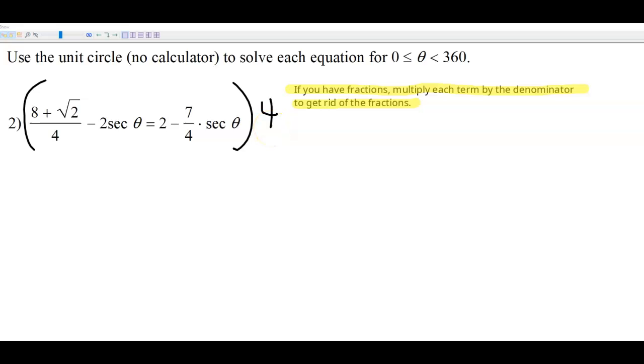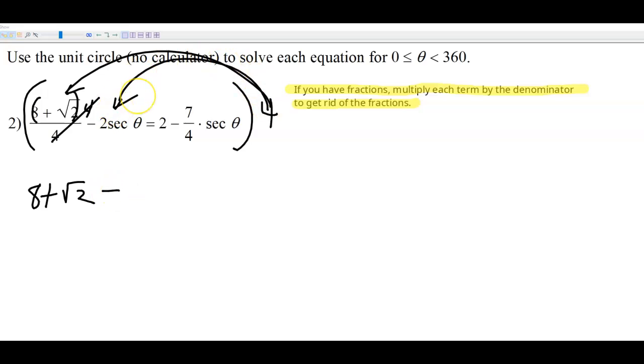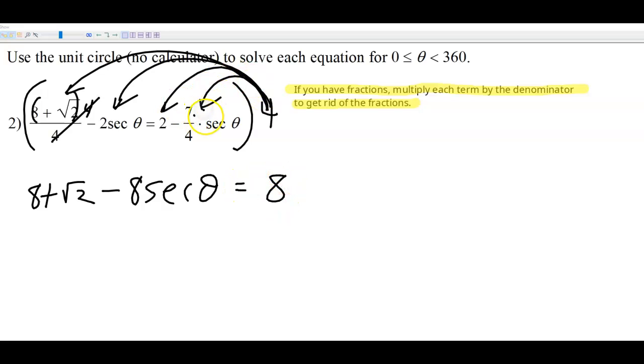So let's do that. First of all, I'll multiply this piece here by 4. And what's going to happen is you can think of that as this whole thing being multiplied by 4, and then these cancel. So all you're left with is just 8 plus the square root of 2. Okay? Let's continue. Now I'm going to multiply this by 4. Negative 2 times 4 is negative 8. Multiply this by 4, and I'm going to get 8. Multiply this by 4. When you do that, the 4's cancel. And I'm just left with 7 now.